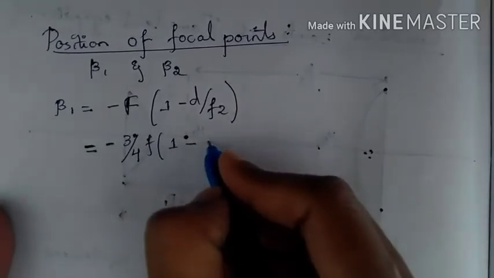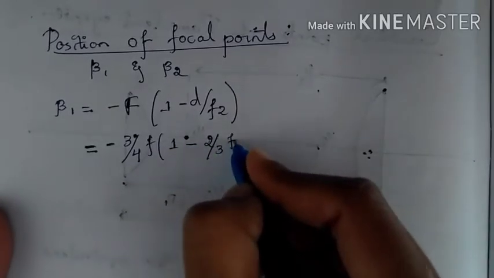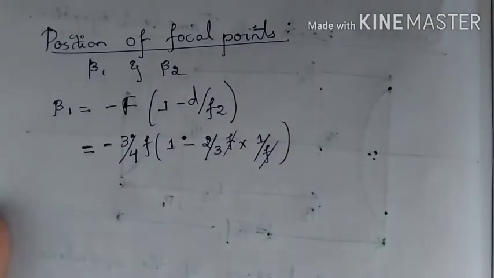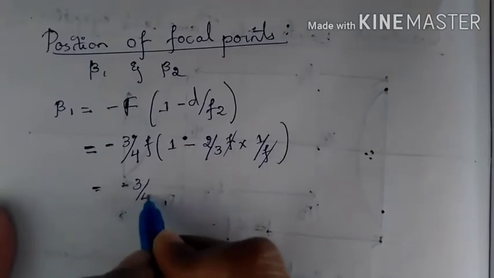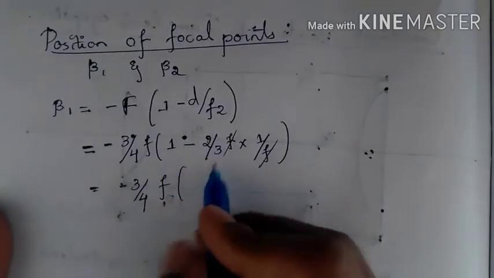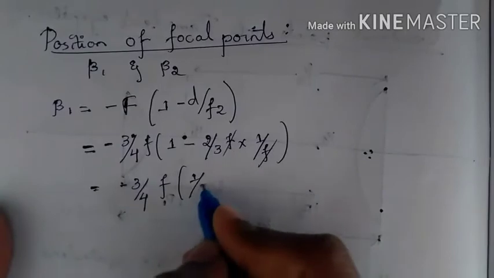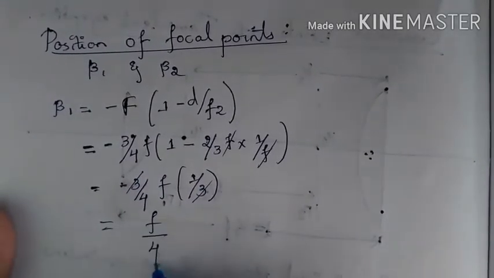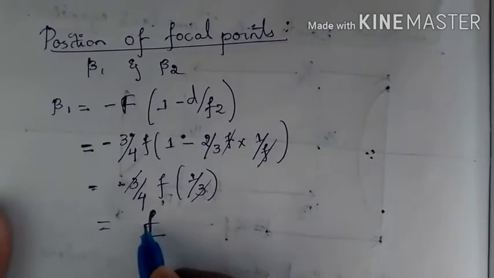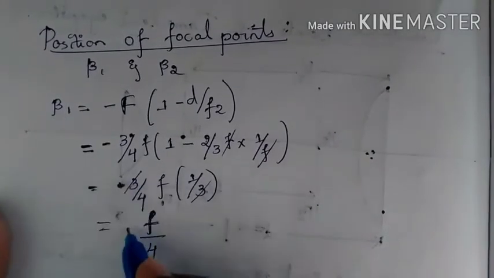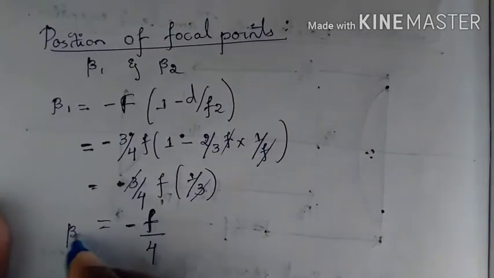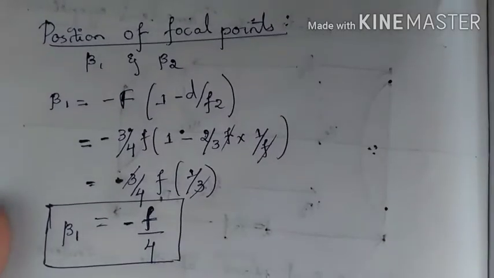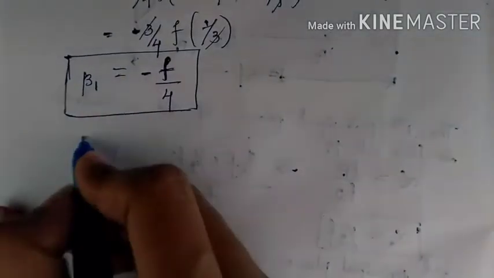1 minus d we know it is 2 by 3 f, and this is multiplied by 1 by f. So f will get cancelled. What remains is minus 3 by 4 f. 1 minus 2 by 3 is 1 by 3. So 3 will get cancelled. What remains is f by 4, minus f by 4. Beta 1 is at a position minus f by 4. Now let us find beta 2.